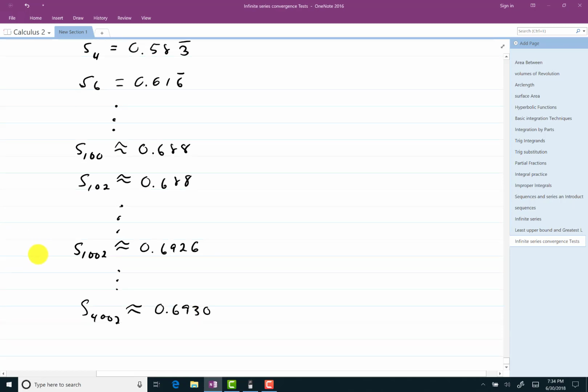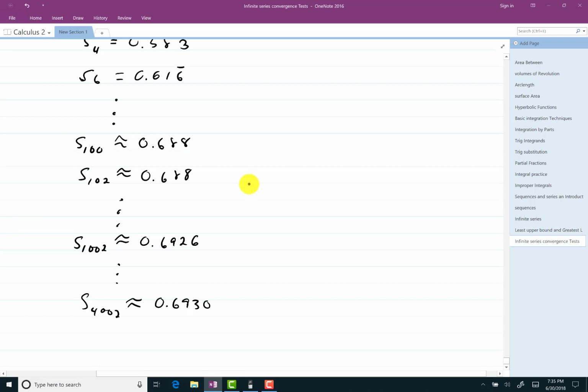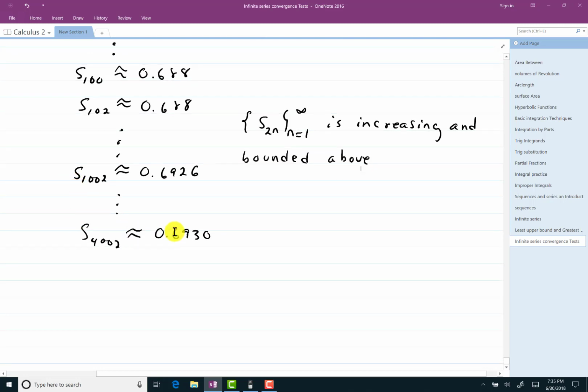Well, you can see here this sequence is an increasing sequence. So the sequence of even partial sums is increasing, and bounded above. Really doesn't matter what. I can see that these are increasing and increasing and increasing. My guess is it never gets out of 0.69, so just to be on the safe side, I'll say bounded above by 0.7. It doesn't matter. As long as it's bounded above and it's increasing, it's guaranteed to have a limit. So the limit as n goes to infinity of S sub 2n exists.